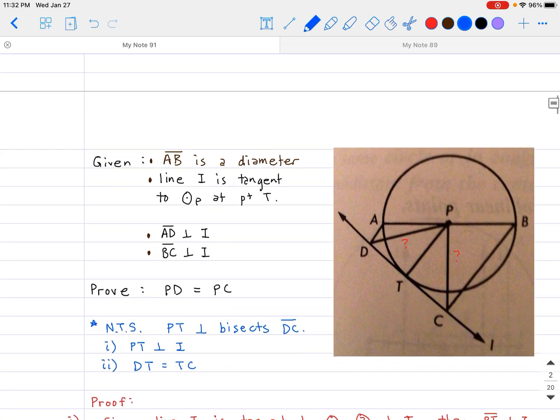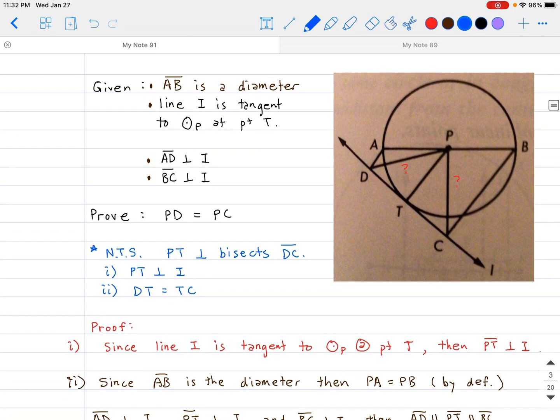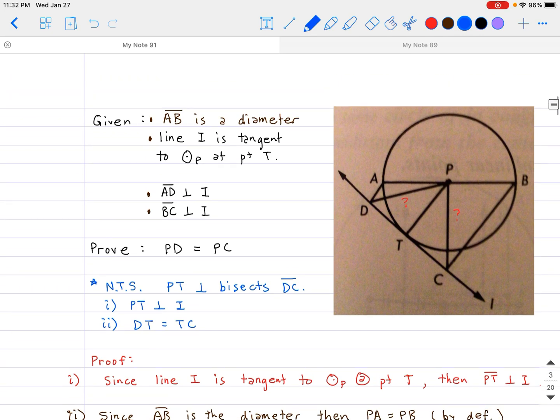All right, so now let's go ahead and look at a given example of a problem, okay? So this one is going to be a proof, so this one's going to be pretty lengthy, but I think we can handle it still. So in terms of what's given over here in the picture is that AB is going to be the diameter of the circle, okay? Then we're given that line l is tangent to the circle at point T, okay? And by the way, this little symbol right here means that your circle is centered at point P, okay? So that means that your center is at point P.